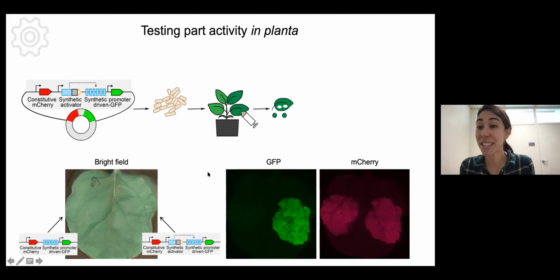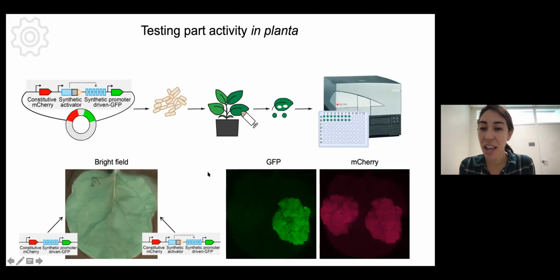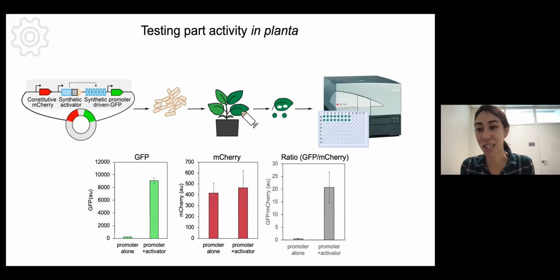Okay, so once we have these leaves, we can actually take hole punches and put them into a 96-well plate and use a plate reader to quantify gene expression. And for the duration of this talk, what I'm actually going to be reporting is this ratio of GFP to mCherry so that we can normalize out that noise we talked about before.